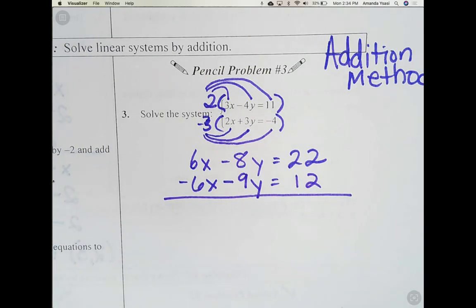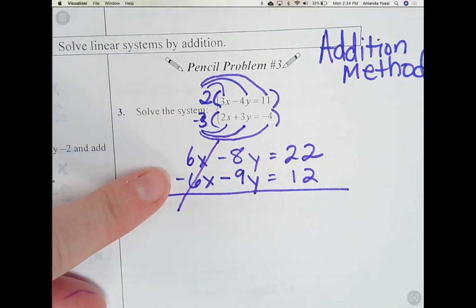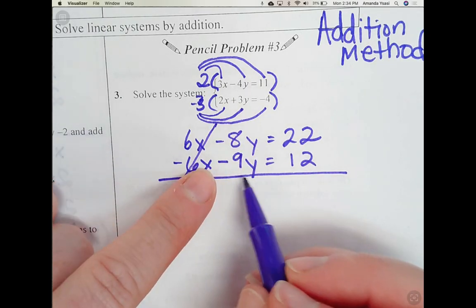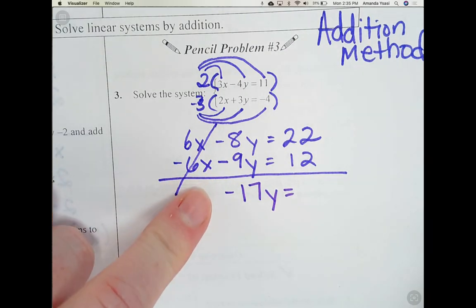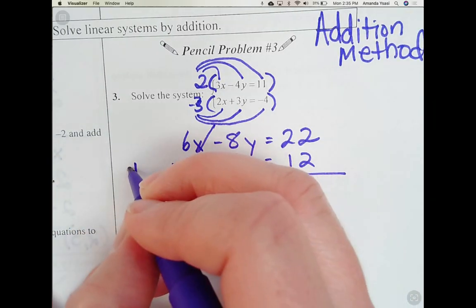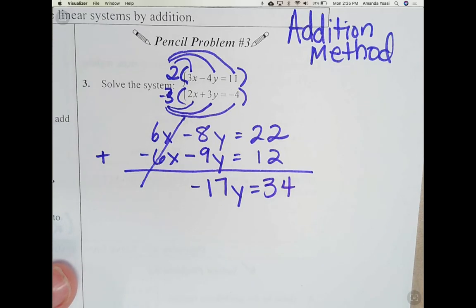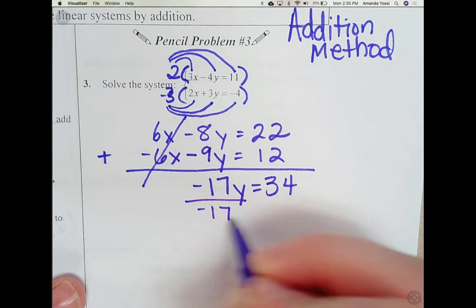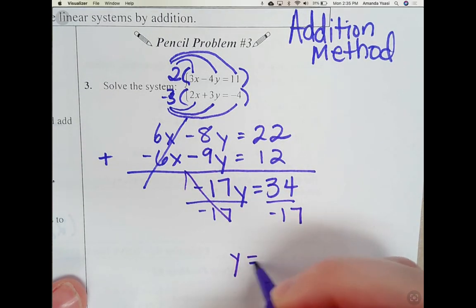So now we can add them up. This becomes 0x. So I no longer have an x. But now I have negative 8y and a negative 9y, making that a negative 17y equals 22 plus 12, because we're adding this, is 34. And then divide by a negative 17, y equals -2.